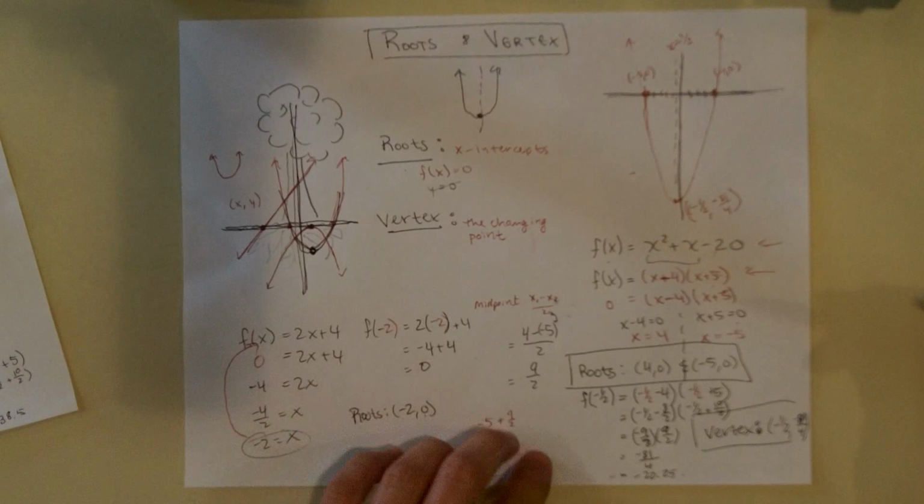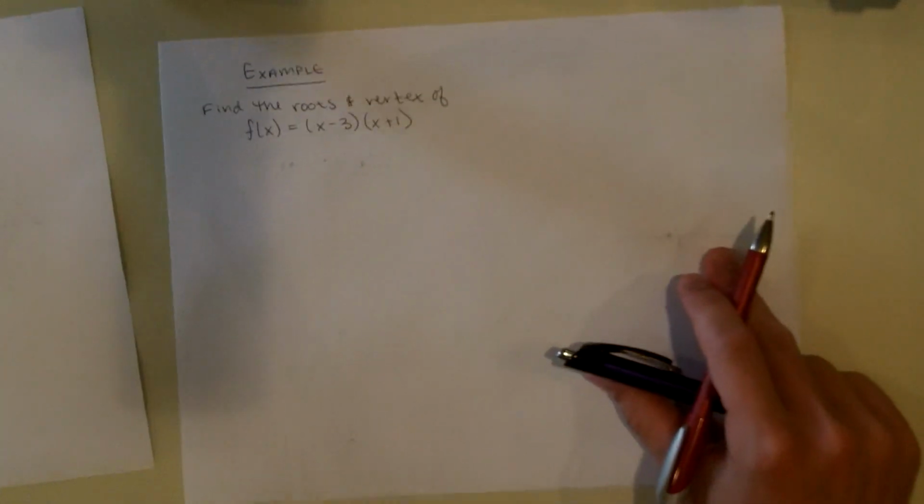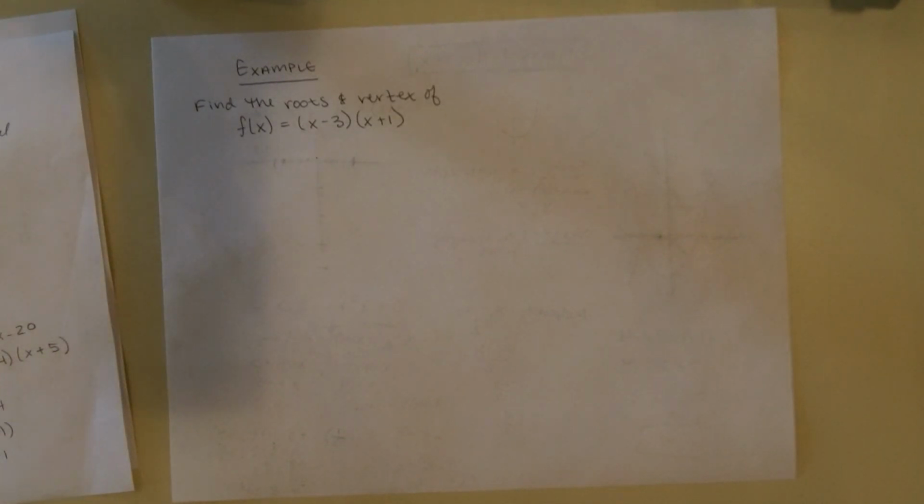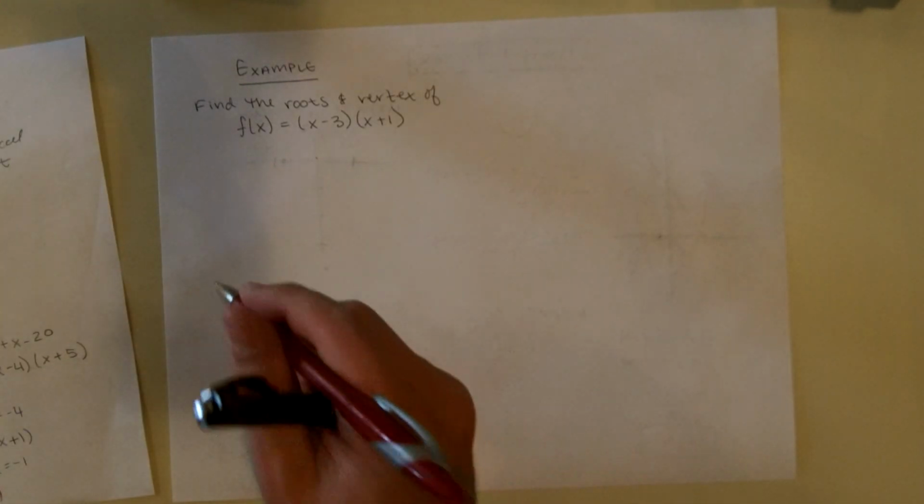Alright, so I have one example for you now. And, oops, right here. Here's your example. Find the roots and the vertex of f of x equals x minus 3 and x plus 1. So I put it in factored form for you. So go ahead, pause the video right now, and see if you can do that. Alright, so here are the answers.